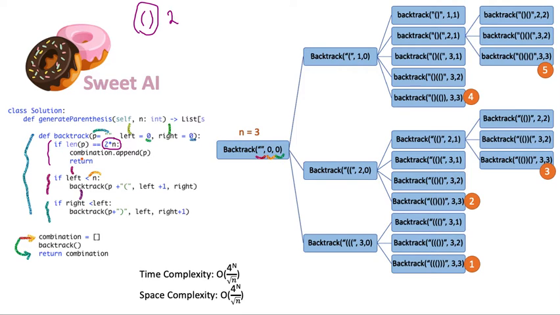we check this if condition first here. We see, okay, this is empty, so for n = 3, the length is going to be 6, so 0 is not equal to 6, so we are going to check if 0 is smaller than n, which is 3, and it is. So we are going to add an open parenthesis, and we are going to increase left to 1, as you see here.